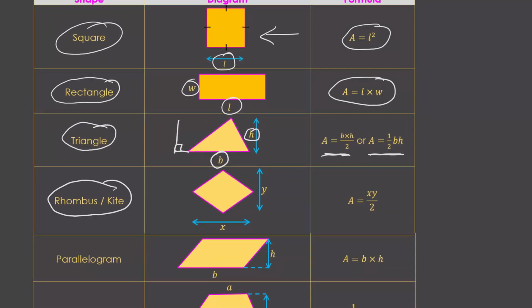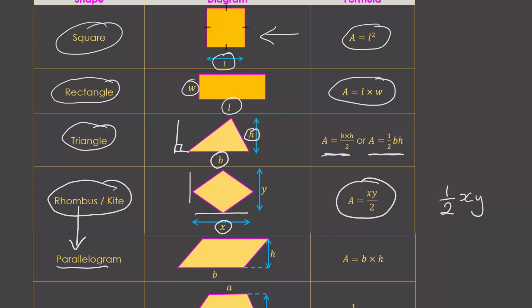For the rhombus or kite, remember that a rhombus is a parallelogram, so depending on the information given, you may do it as a parallelogram. But it's the length of the diagonals. So x is the diagonal this way, and y is the diagonal that way, and you multiply those diagonals and divide by 2, or just as with the triangle above, you do it as a half xy.